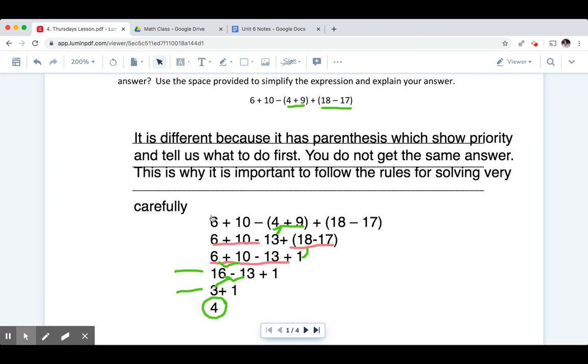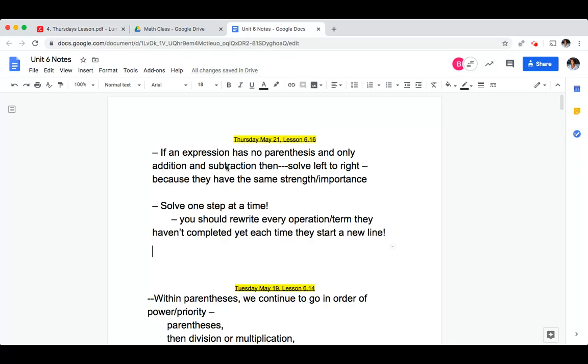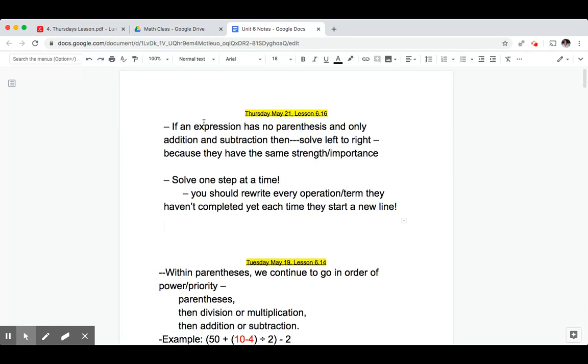Let's take some notes on what we learned today. Today, we learned that if an expression has no parentheses and only addition and subtraction, then we solve from left to right because they have the same strength/importance.